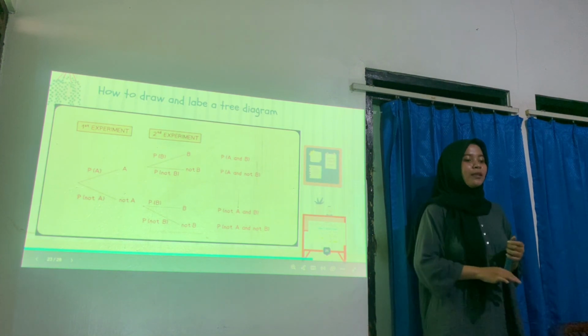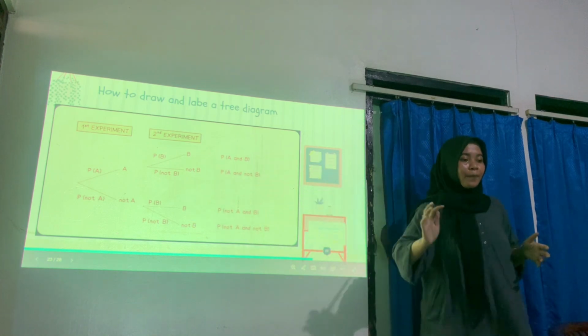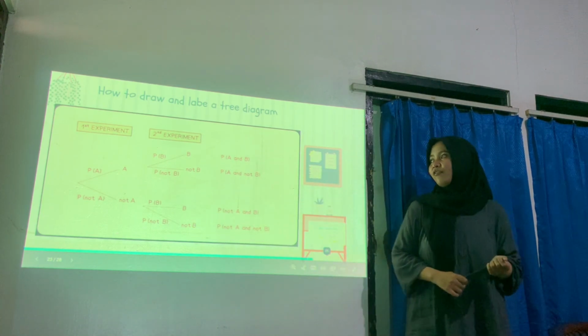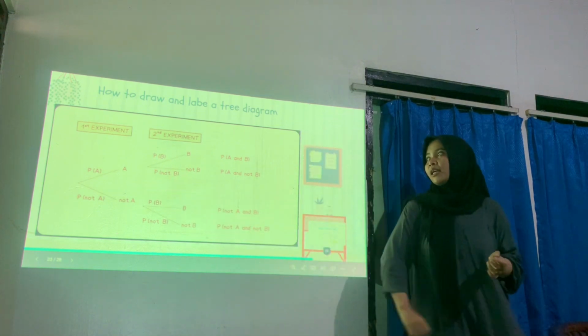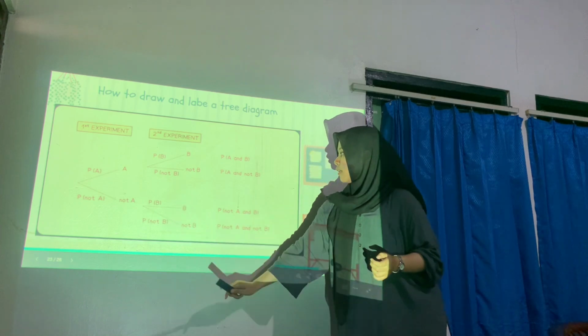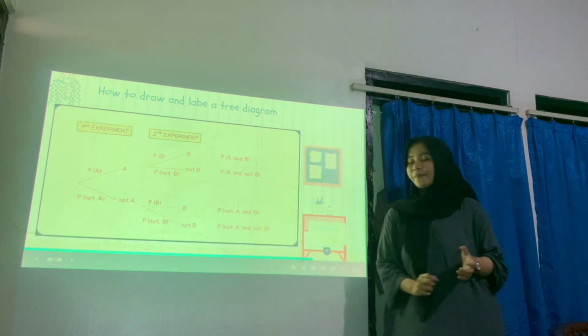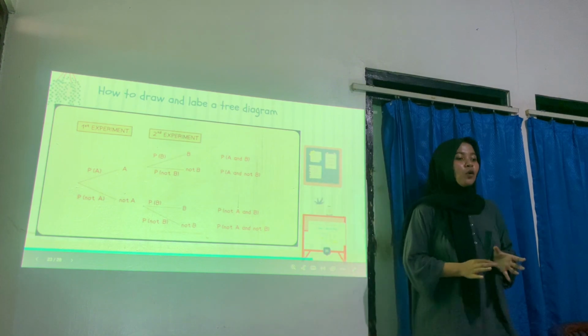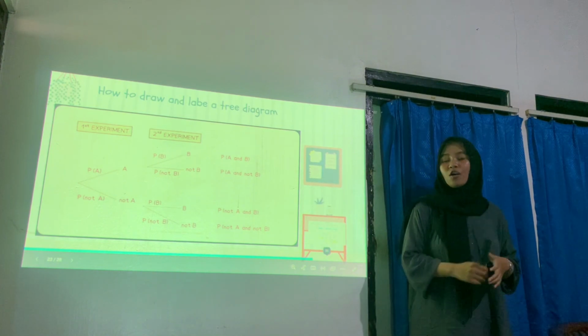Each branch from the first experiment will branch again for the second experiment. For example, after A, the outcomes will be B or not B. And then for not A, it could be B or not B. That's why this tree diagram looks like branches, because we want to track the possible combinations of A and B.